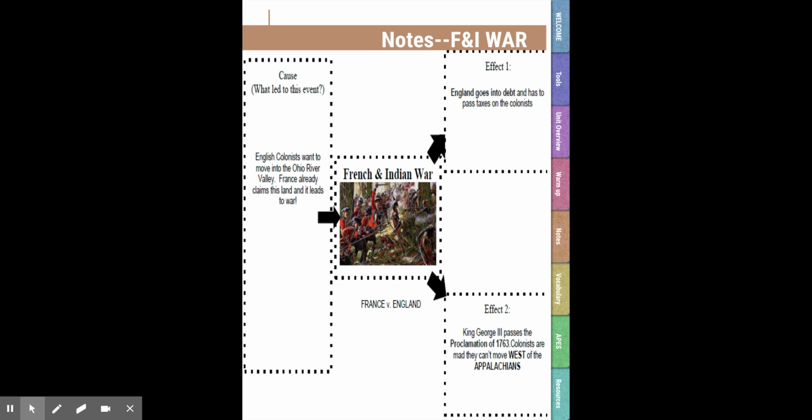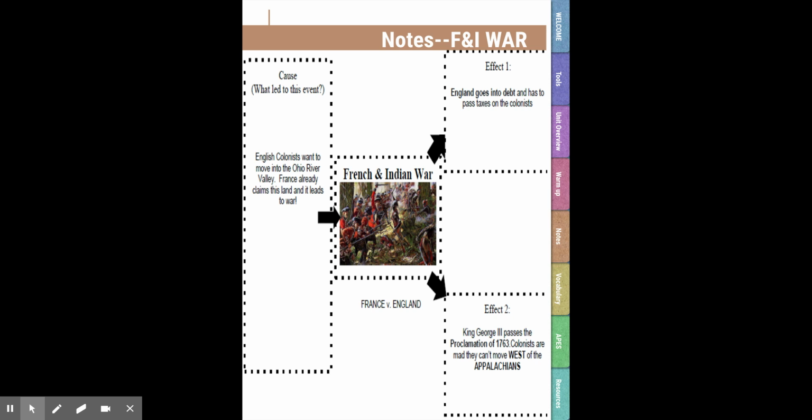After the French and Indian War, also known as the Seven Years' War, we have two effects. Britain and the colonists won the war. After the war, wars cost a lot of money, so the king and England go into debt. They need to create revenue. So Parliament and the king are going to pass a bunch of taxes onto the colonists to create revenue and to gain back money from the war.